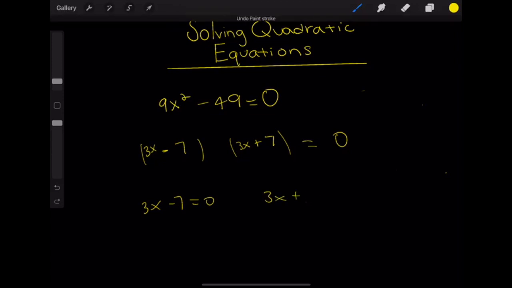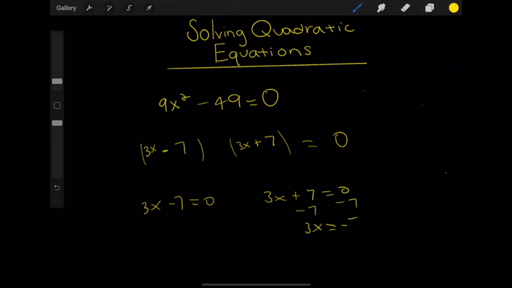That's supposed to be a 7. So minus 7, 3x is equal to negative 7. Divided by 3, x is equal to negative 7/3. So they are the same numbers, just one is positive and one is negative.